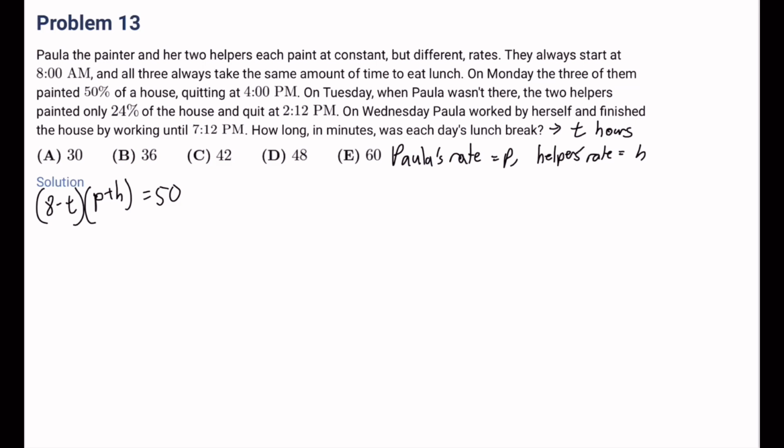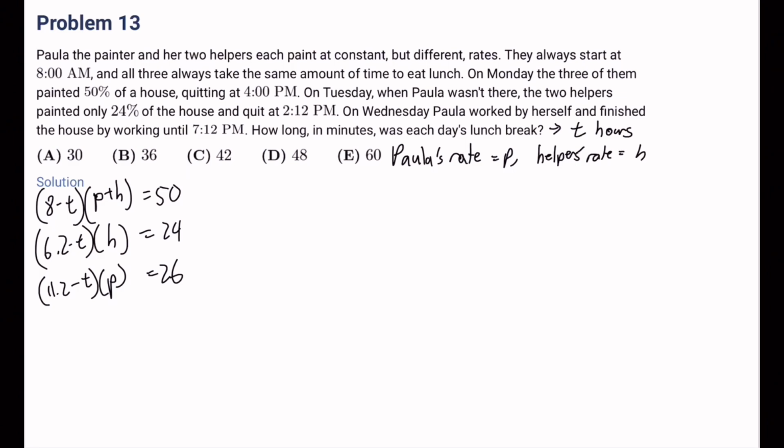And on Tuesday, it's just the helpers, right? So that's 24% of the house and until 2:12 p.m. So that's going to be (6.2 minus T) times H equals 24. And lastly, Paula worked by herself on Wednesday, so that's until 7:12 p.m., which is almost 12 hours. That's 11.2 hours. And then minus T, she had the lunch break, obviously, and apparently she didn't have a dinner break, and so let's just say that this is P.